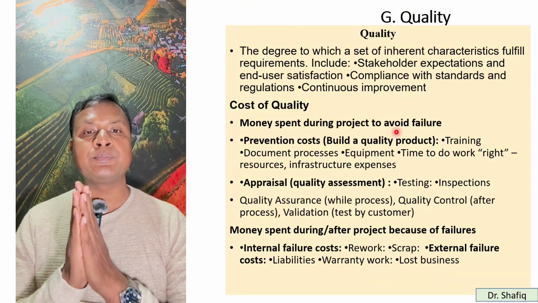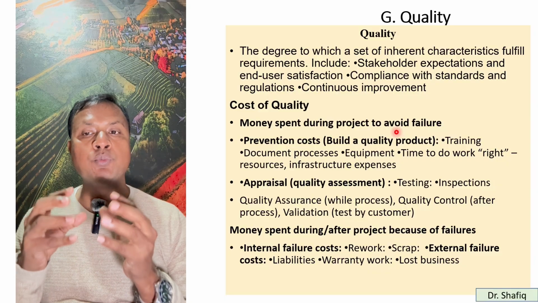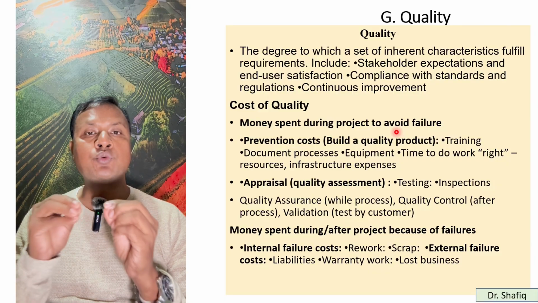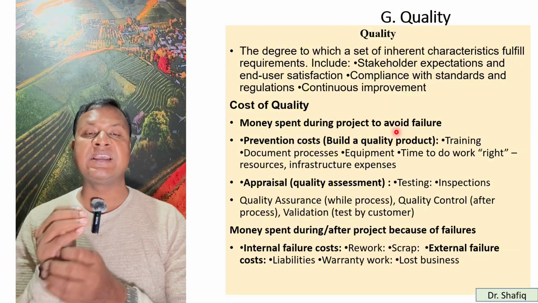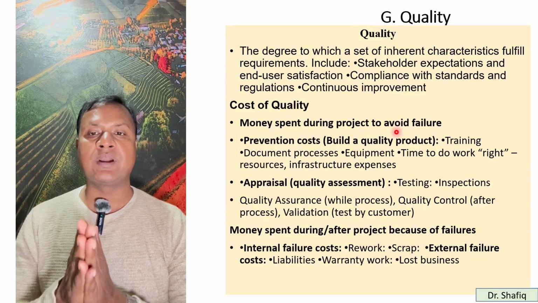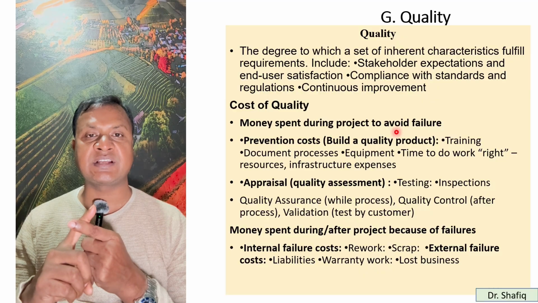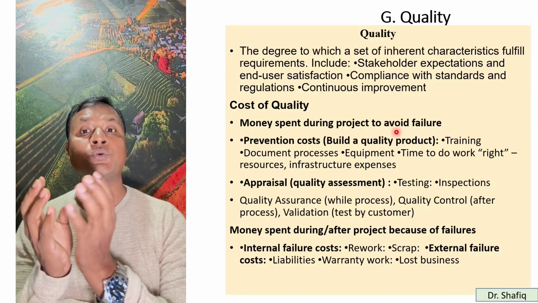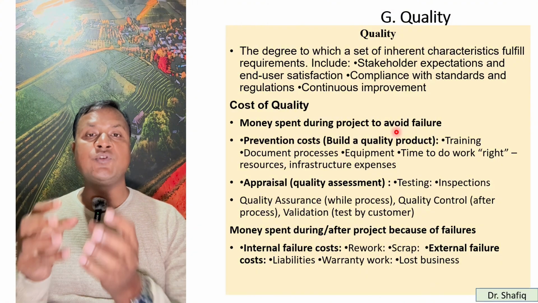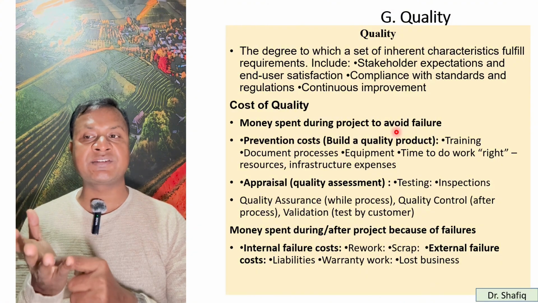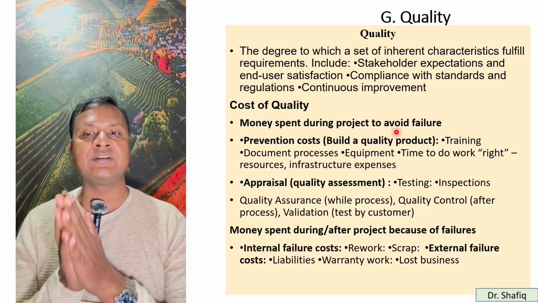Build a quality product. For example, you need to do more training. You have to document processes. You have to give better equipment. You have to manage the time to work, the right resources, right inputs, right infrastructure. So all these require cost. That's called cost of quality. If you want to appraise, like by testing, by inspection, you need to spend. That is cost of quality.